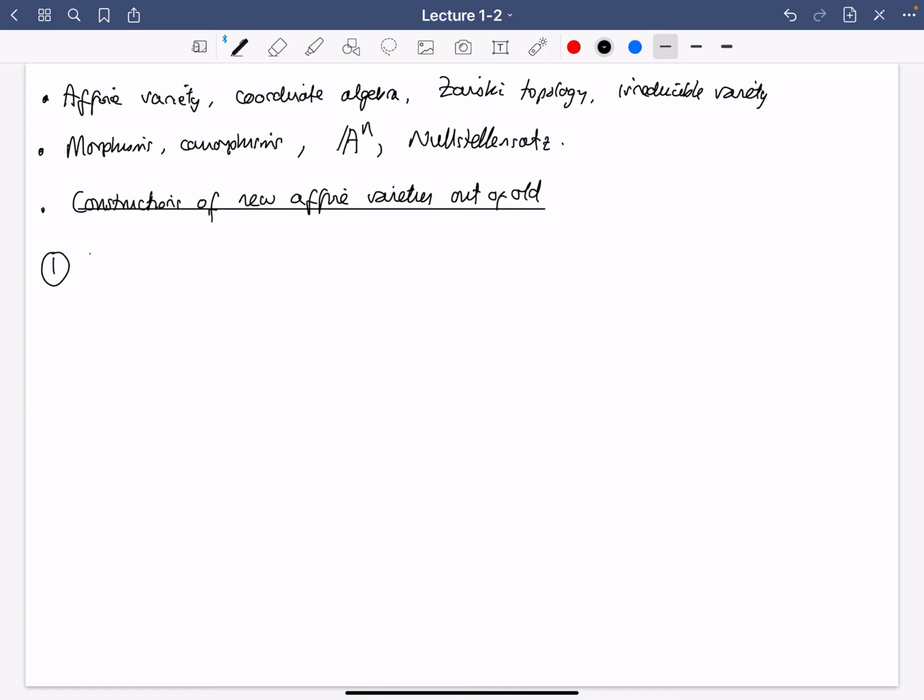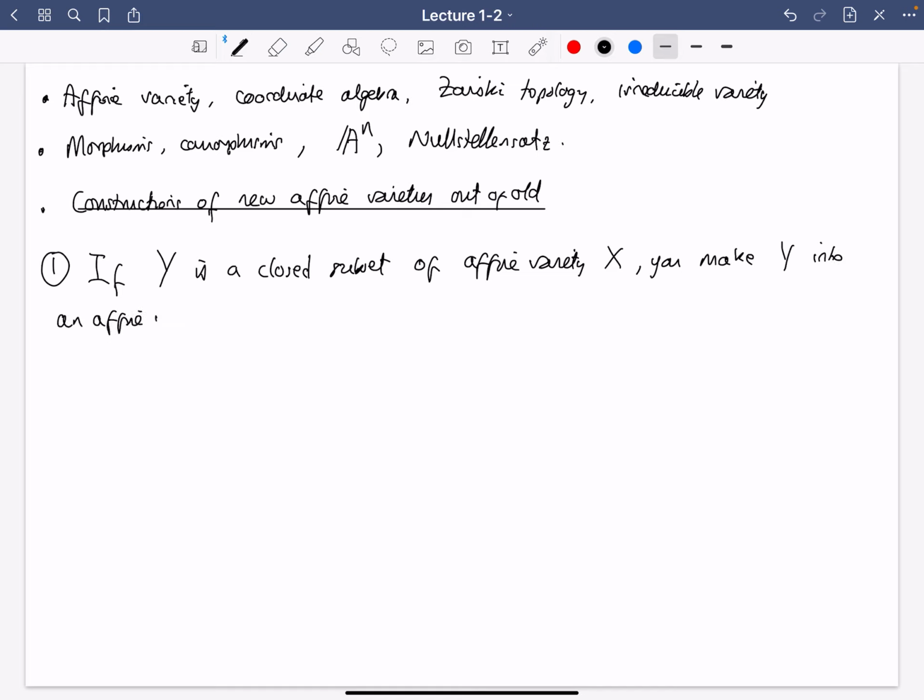So the first one is probably one that you're familiar with, possibly if you've seen any of this stuff before. If Y is a closed subset of an affine variety X, well then you can make Y into an affine variety. So all you have to do, it's already given as a set, you have to say what are the good functions, what's its coordinate algebra.